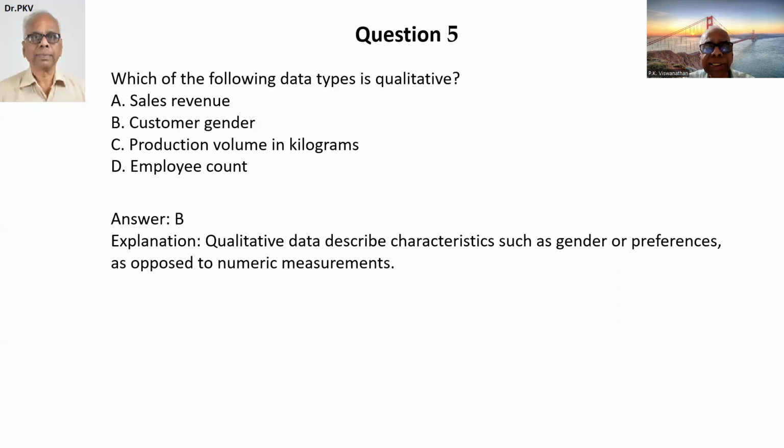Qualitative data describe characteristics such as gender, brand, preferences, etc., as opposed to numeric measurements. And therefore, customer gender is the right answer, which is a qualitative data type. Therefore, answer B or choice B is the correct one. Let me move to the last question, which is question 6 in this part 2.